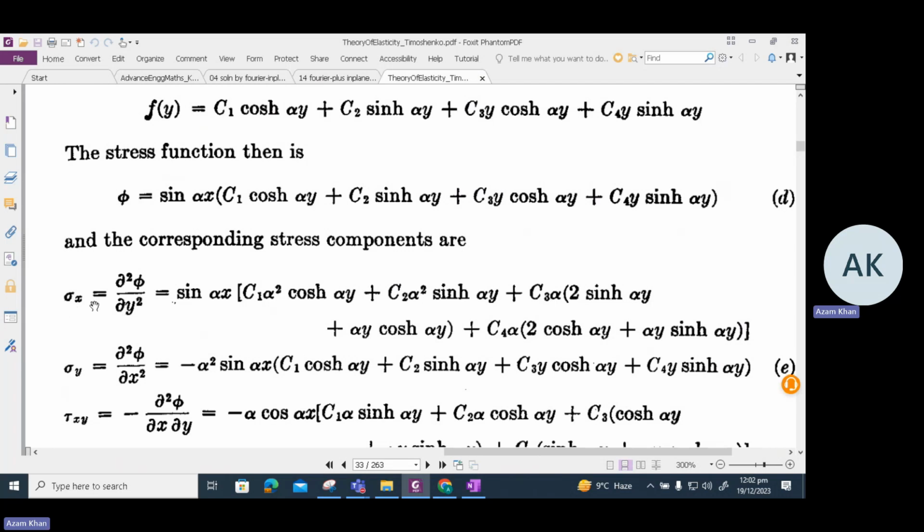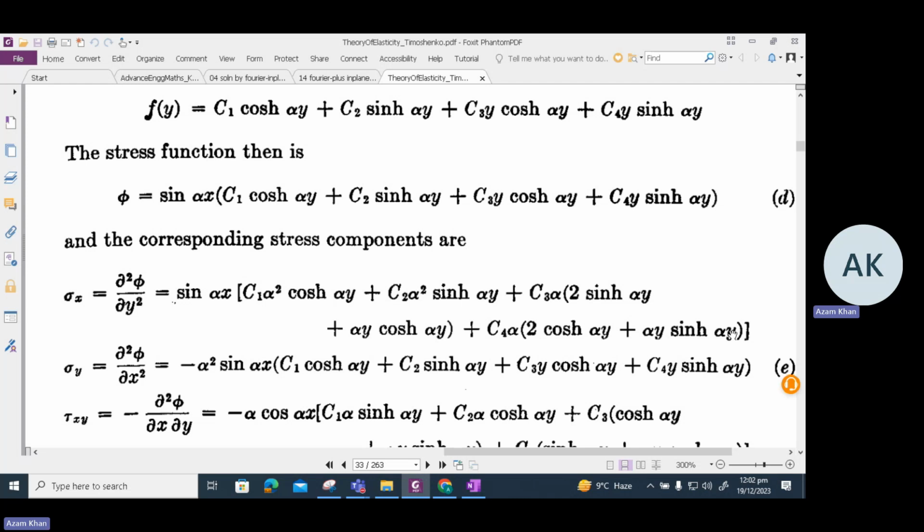Thus, sigma x comes out to be sine alpha x, big bracket, c1 alpha square cosh alpha y plus c2 alpha square sinh alpha y plus c3 alpha times small bracket 2 sinh alpha y plus alpha y cosh alpha y plus c4 alpha times small bracket 2 times cosh alpha y plus alpha y sinh alpha y.